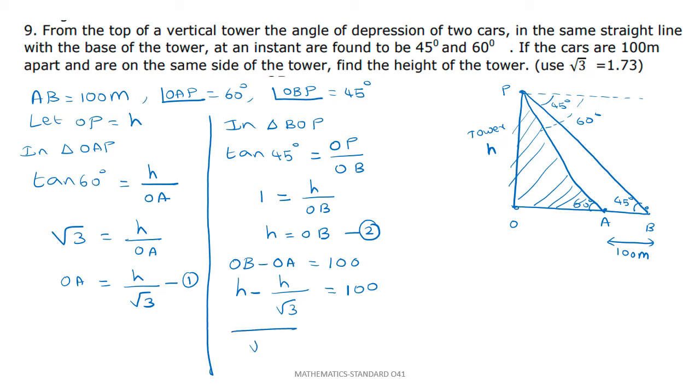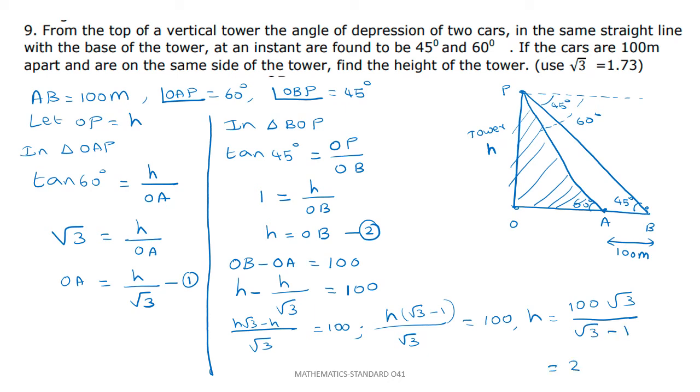So take root 3 common. h root 3 minus h is equal to 100. So h into root 3 minus 1 by root 3 is equal to 100. So h is 100 root 3 divided by root 3 minus 1. So root 3 value is given. When you substitute that value, you will get the answer 236.6 meter, which is the height of the tower.